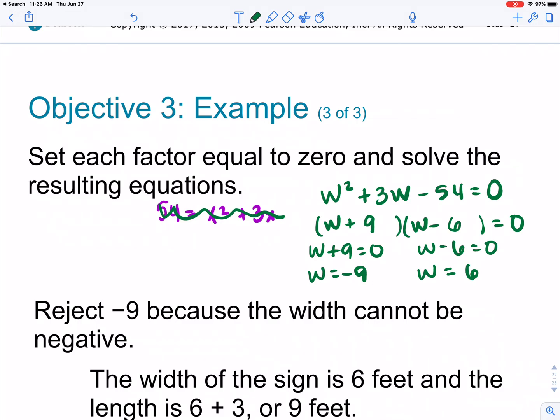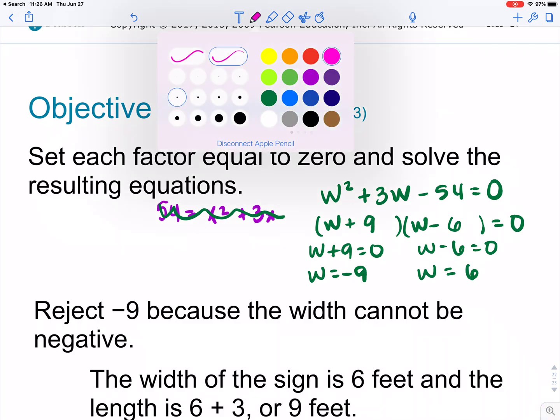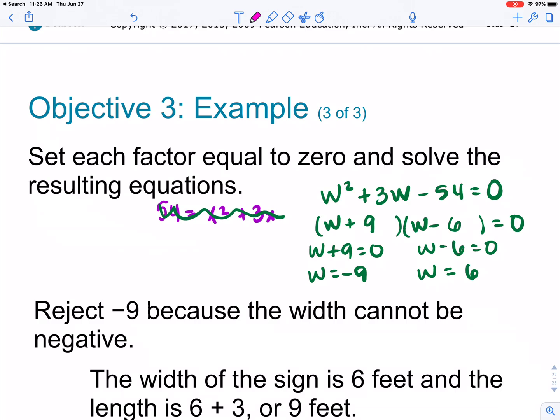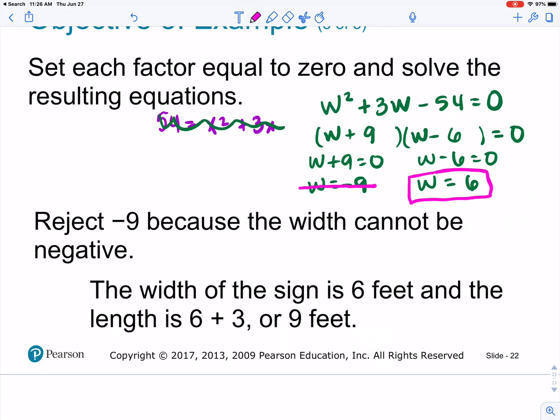Now the question is, can you really have a negative width? w equals negative 9 is not going to be a solution because you can't have a negative width. So my width is going to be 6. If the width of the sign is 6, then the length is 6 plus 3, or 9. So my sign is going to be 6 by 9.